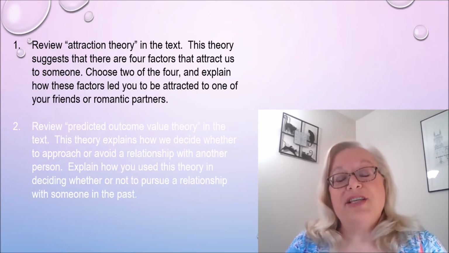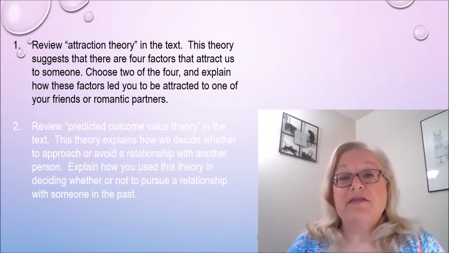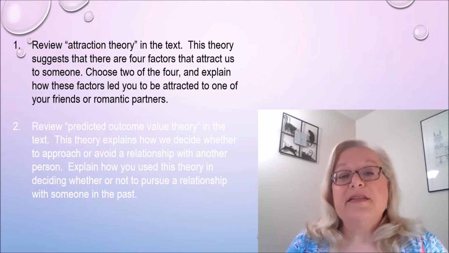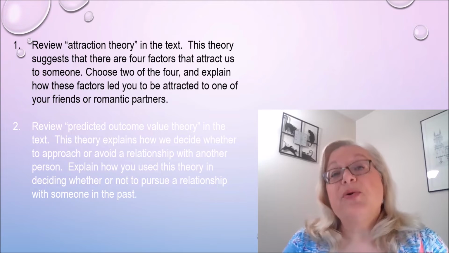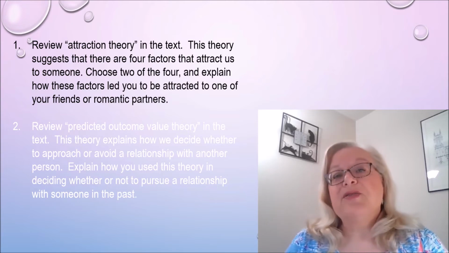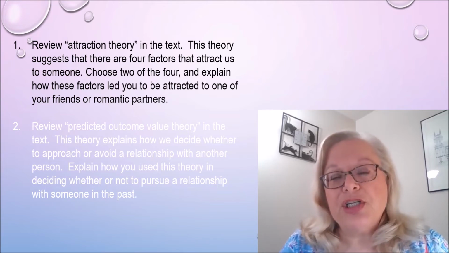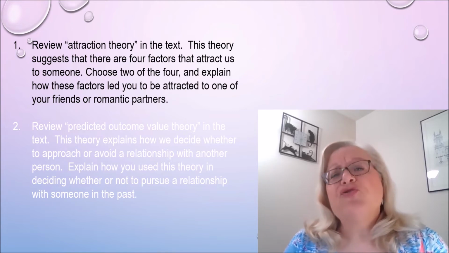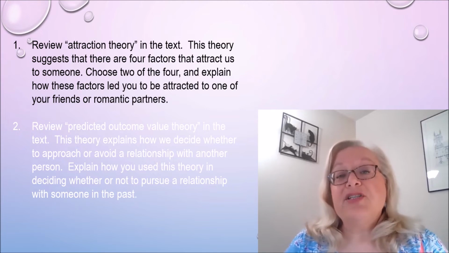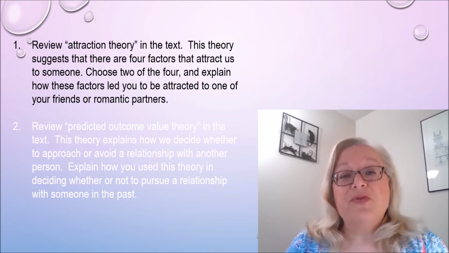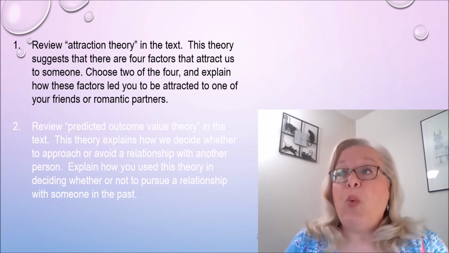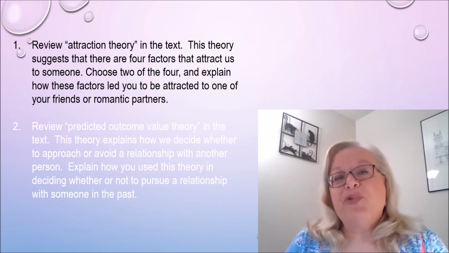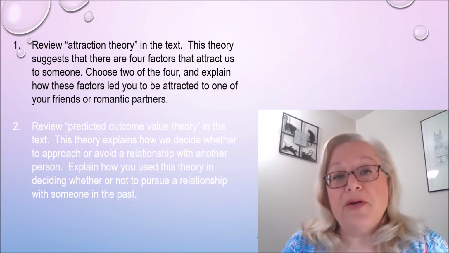Let's start with attraction theory. After you review the section of the textbook about attraction theory, you'll be more familiar with the 4 different factors that tend to attract us to another person, make us want to approach them for a relationship. And that could be a friendship or a romantic relationship. What draws us to other people? This section of the text suggests that there are 4 different factors where one or more or all of them in combination might prompt us to make a move toward another person.